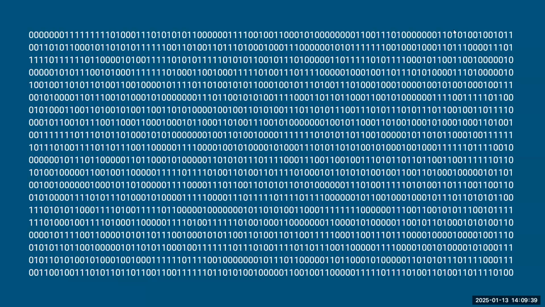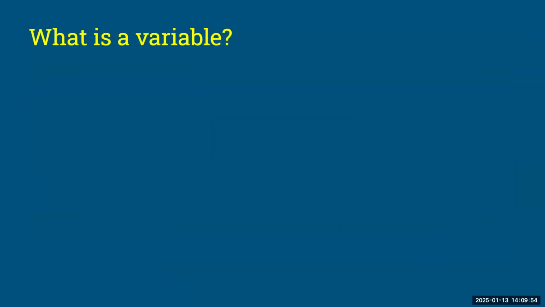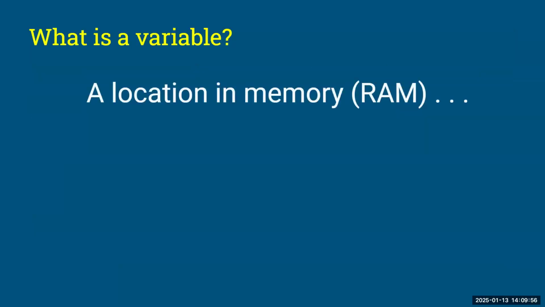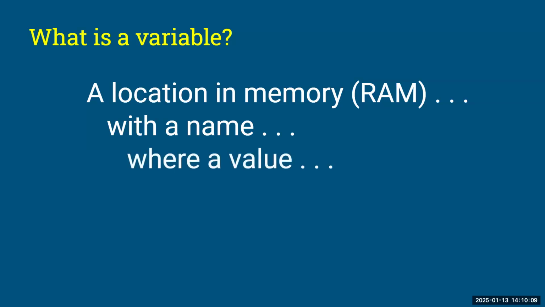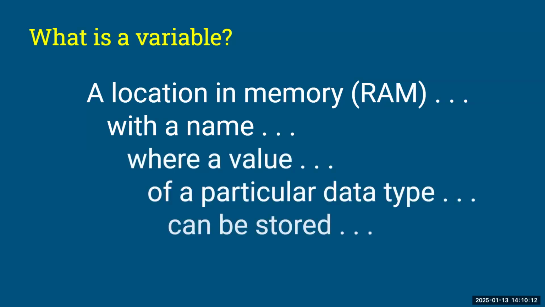So inside of this random access memory, if we were to look at what is inside, this is what we would see. Zeros and ones. That's it. Zeros and ones. So let's talk about this a little bit more. When we talk about a variable, what is a variable? It's actually a location in memory. A location in random access memory with a name, where a value of a particular data type can be stored and retrieved.